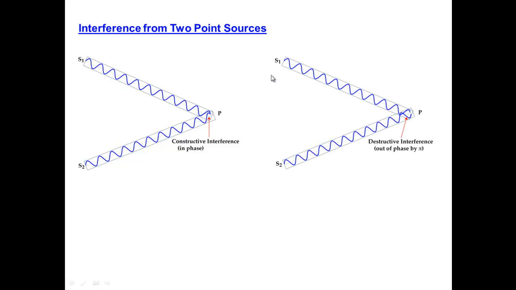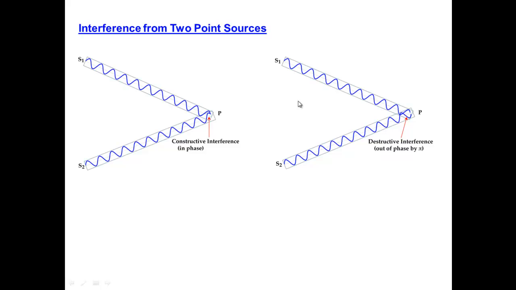By contrast, if the path that one of them has to travel is a little different than the other one, then even though they start out in phase, when they reach point P, you can see here what happens is one of them is at a peak. The wave that goes from S1 to P is at a peak right here when it gets to point P, while the wave that goes from S2 to P is at a trough. And the peak and the trough will add up to give 0, and now we know that that's destructive interference.